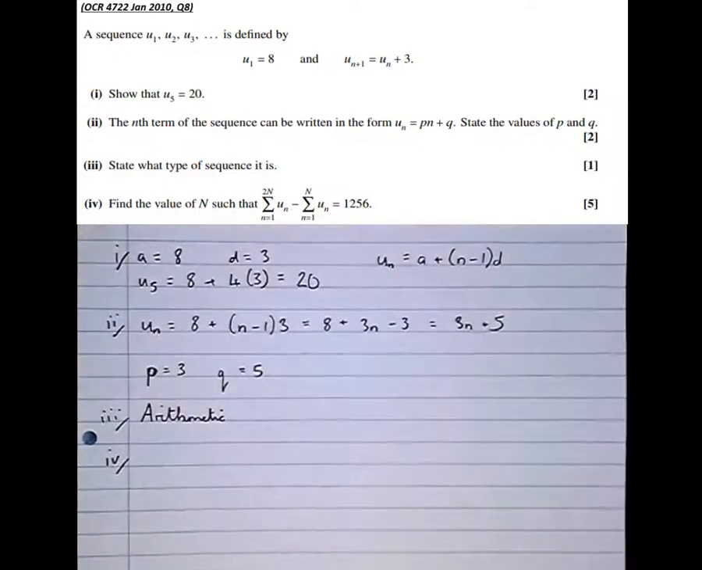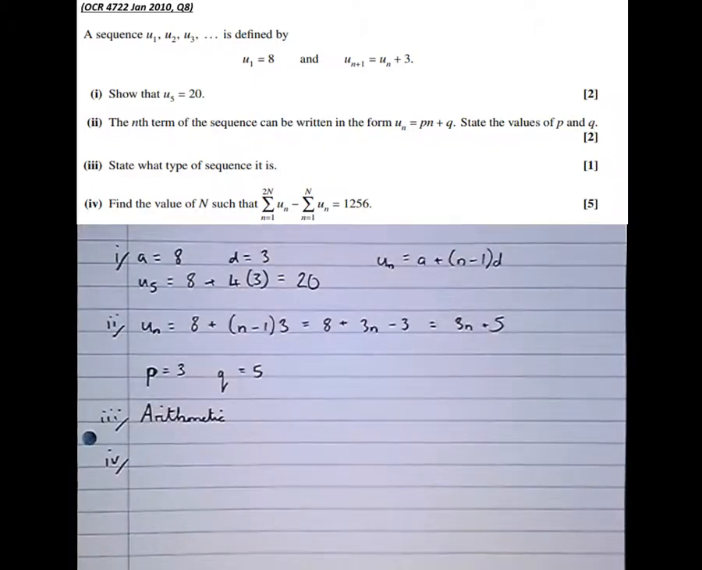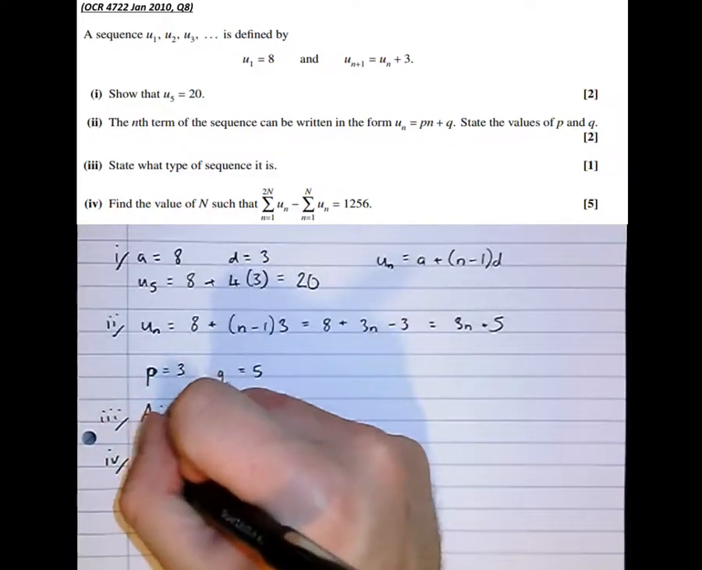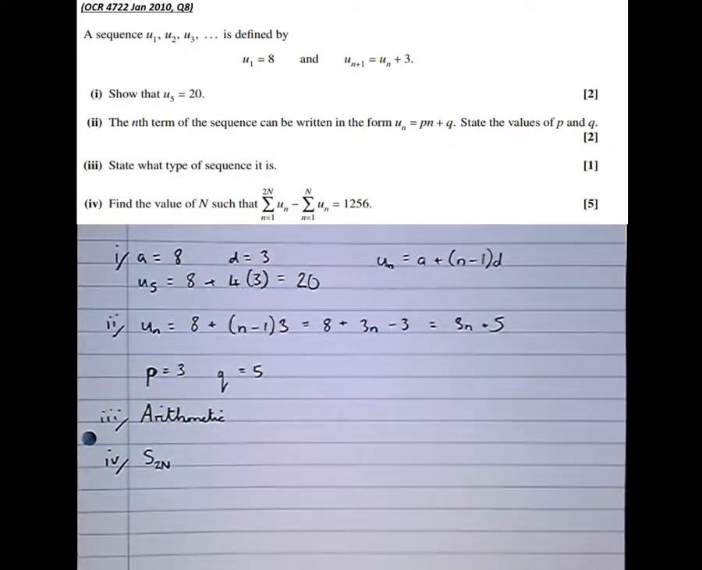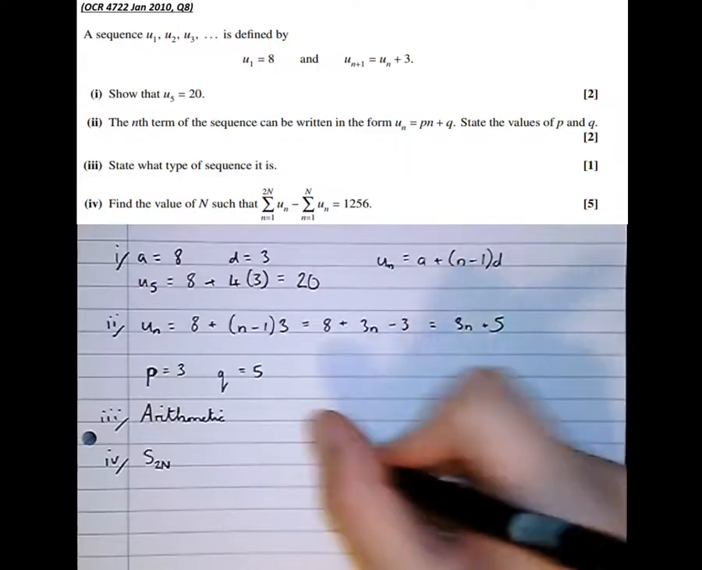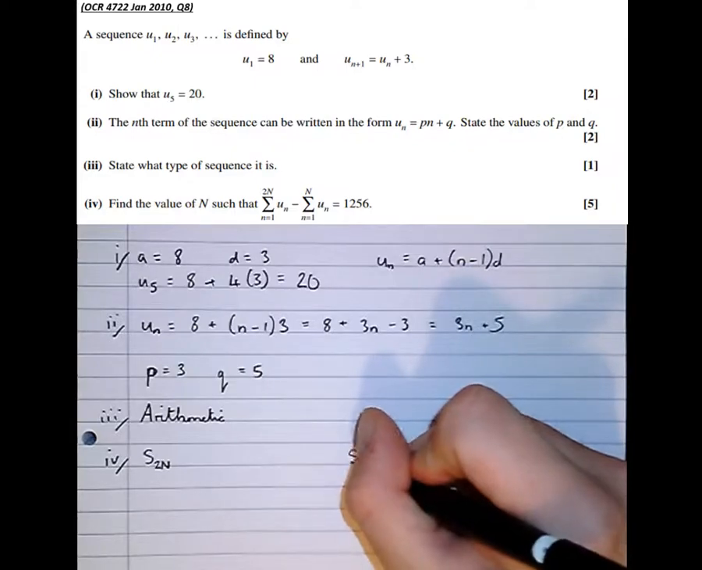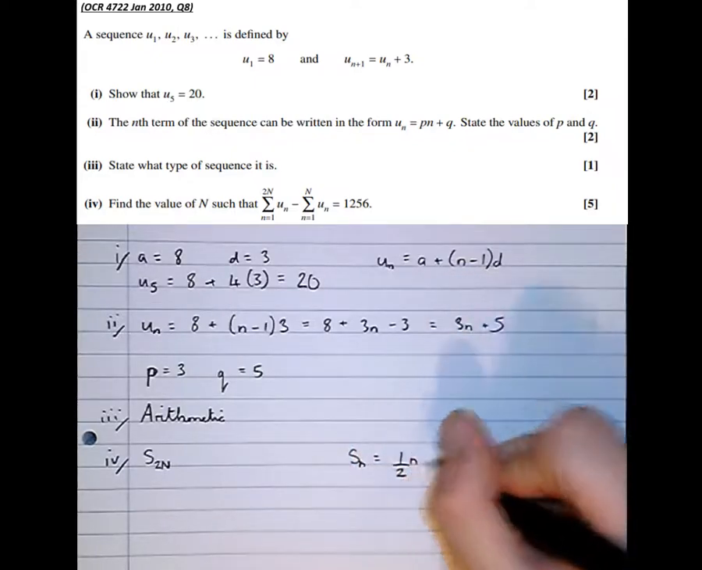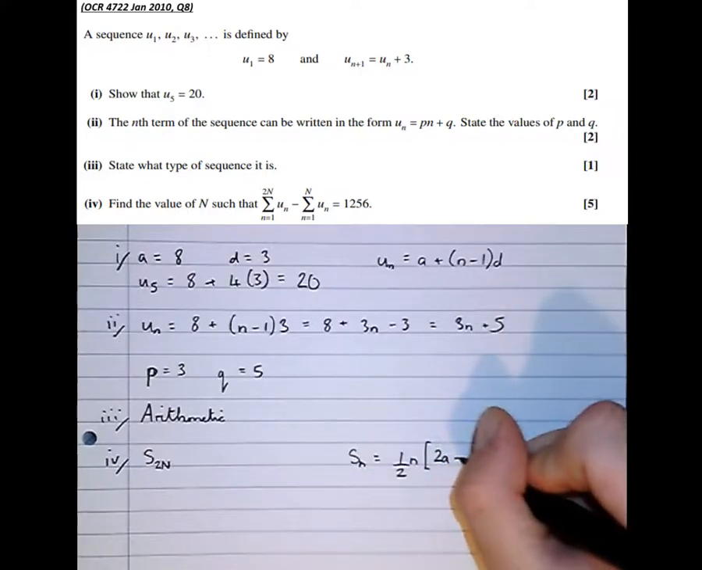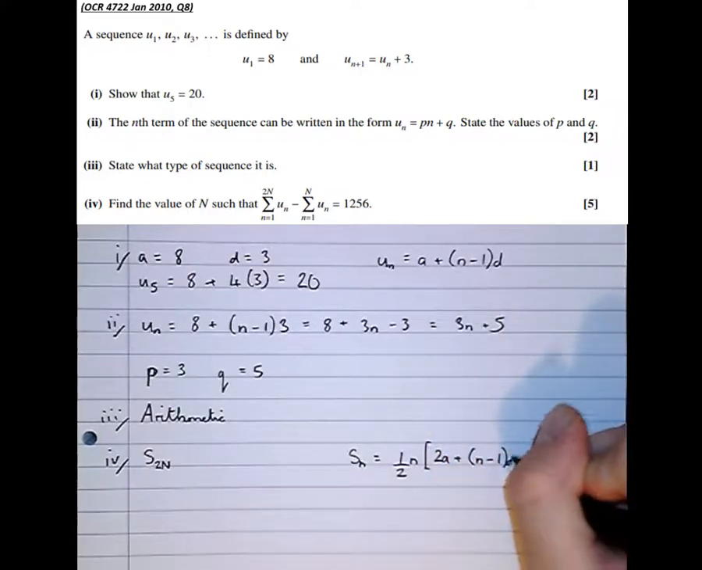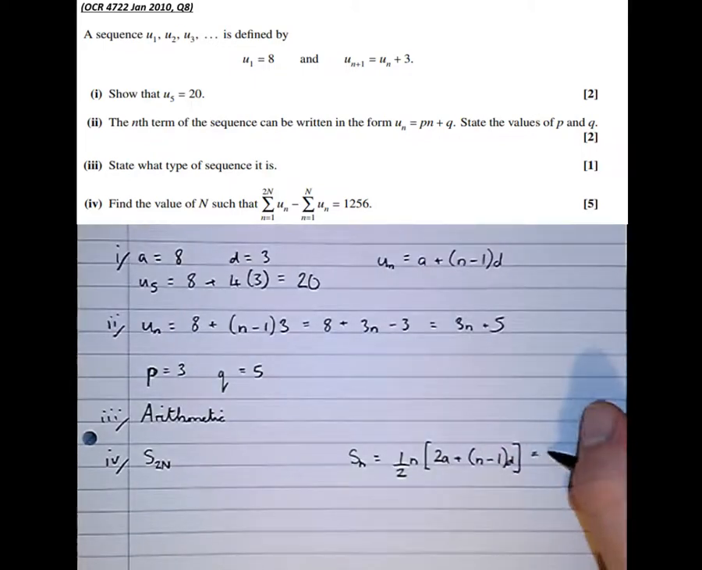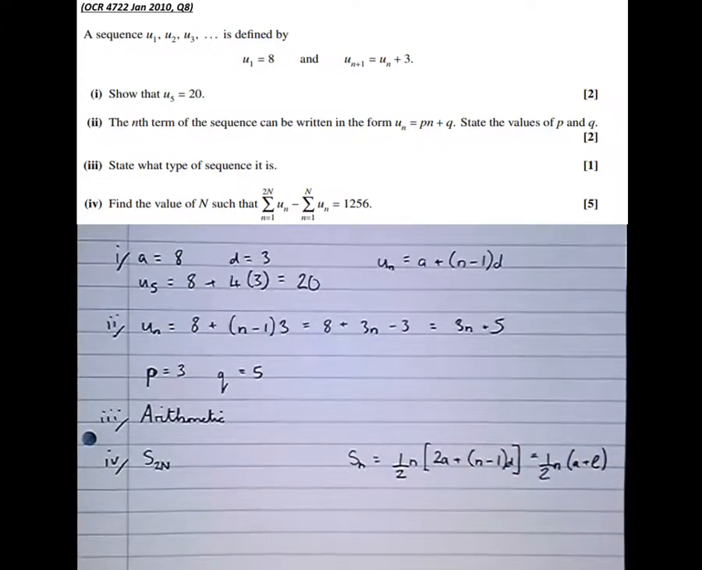Well, this first summation is summing all the terms between the first and the 2nth. So what it's asking us to find is S2n, the sum of the first 2n terms. So the formula, again consulting our formula sheet, is Sn equals a half n, 2a plus n minus 1 d, or a half n, a plus l. Since the summation starts from term number 1, the better formula to use is this longer formula here.